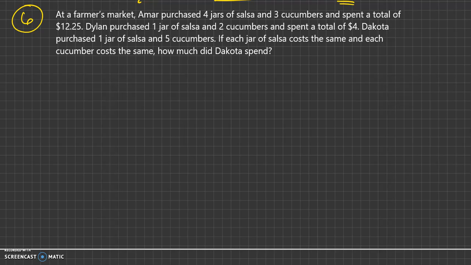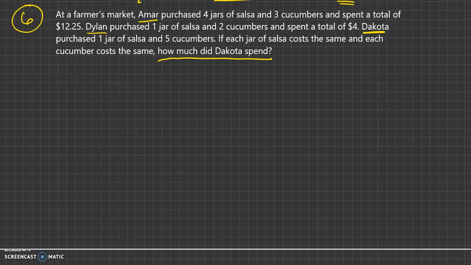At a farmer's market, Amar purchased 4 jars of salsa and 3 cucumbers and spent a total of $12.25. And then we have Dylan. He purchased 1 jar of salsa and 2 cucumbers and spent a total of $4. Now wait a minute. Why are they introducing a third person? Dakota purchased 1 jar of salsa and 5 cucumbers, but notice they didn't tell you what Dakota spent. That's actually the question. So we have to work with Amar and Dylan, find out what we're going to call them X and Y, what they equal, and then use that to determine what Dakota spent.